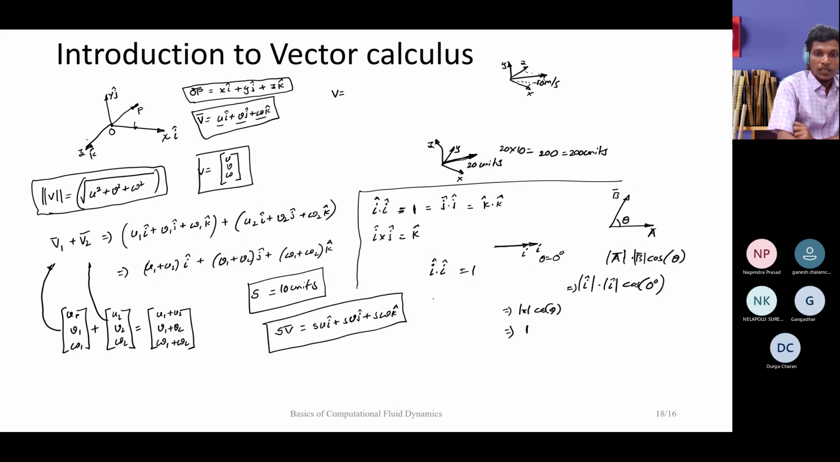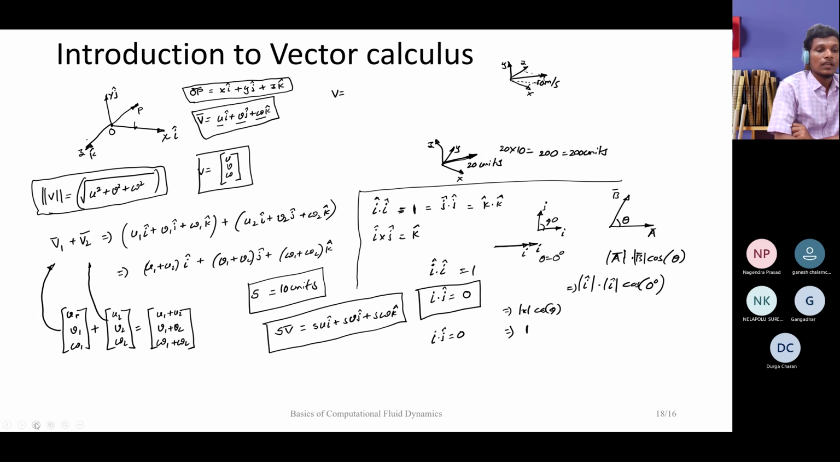If you are multiplying with any other vector, i dot j cap, what will it give you? It will give you 0, because you just see the angle between these two. i is in this direction and j is in this direction, and your theta is 90 degrees. If you substitute theta equals 90 in the cos, you will get 0. So i dot j cap will give you 0.